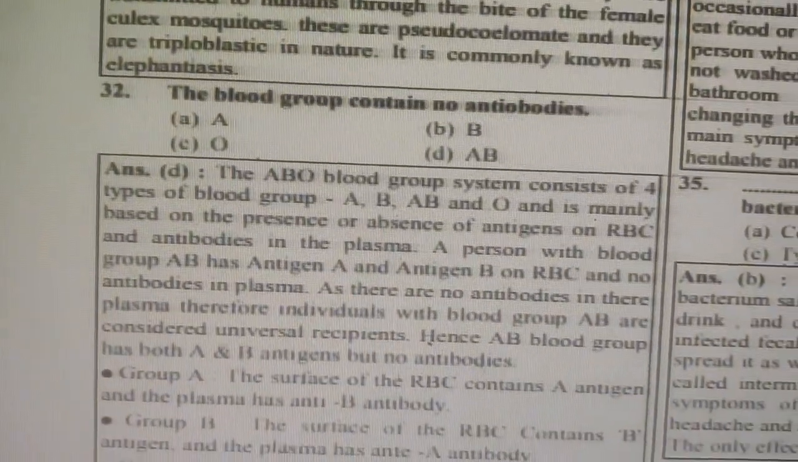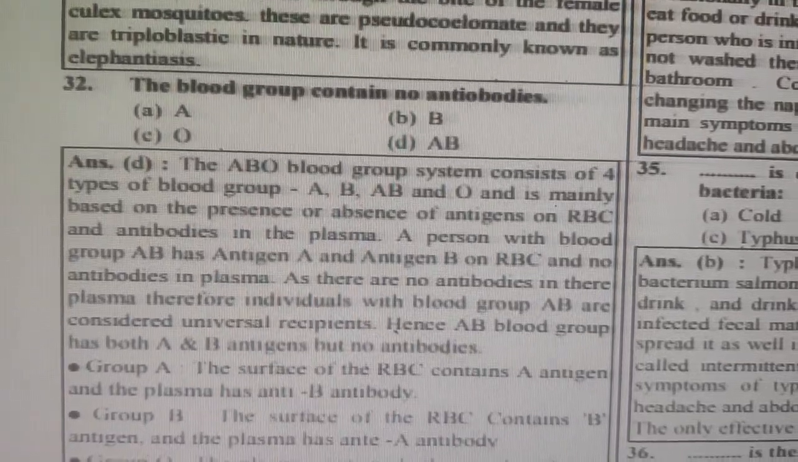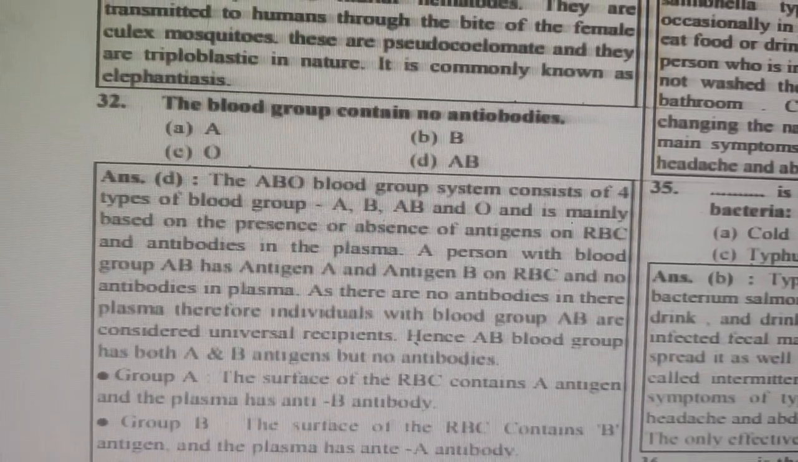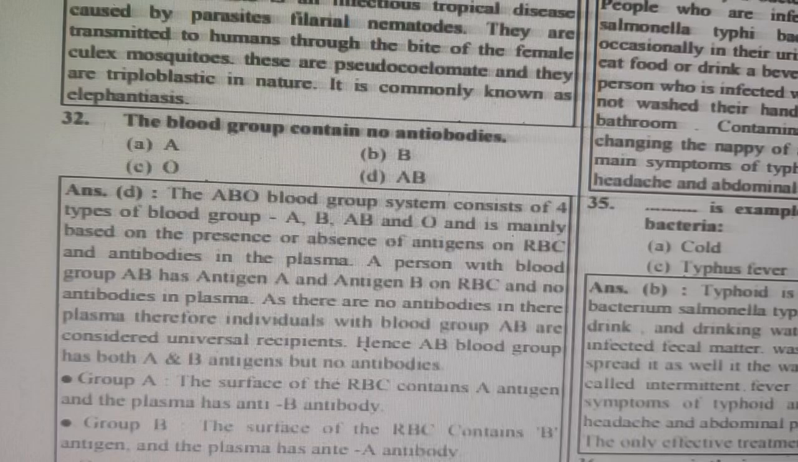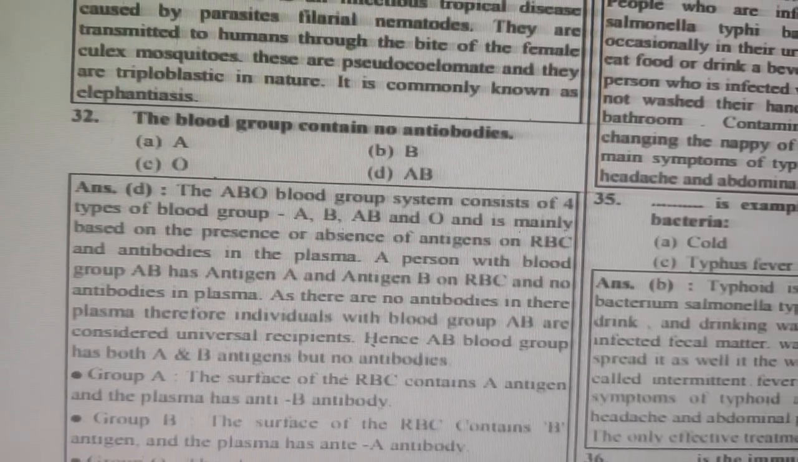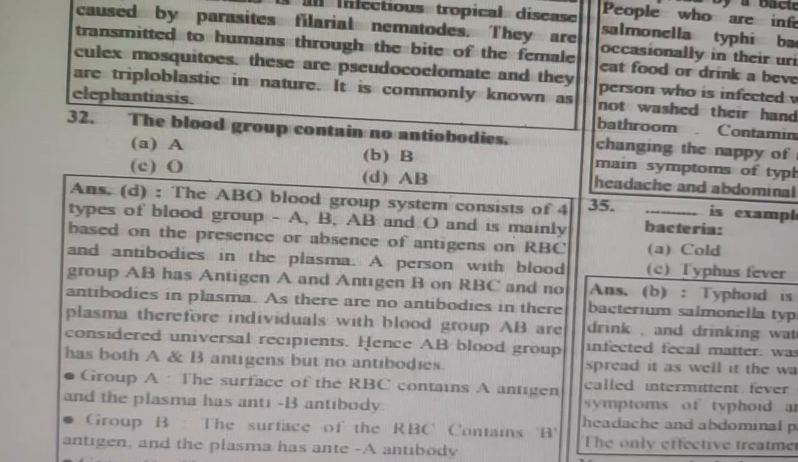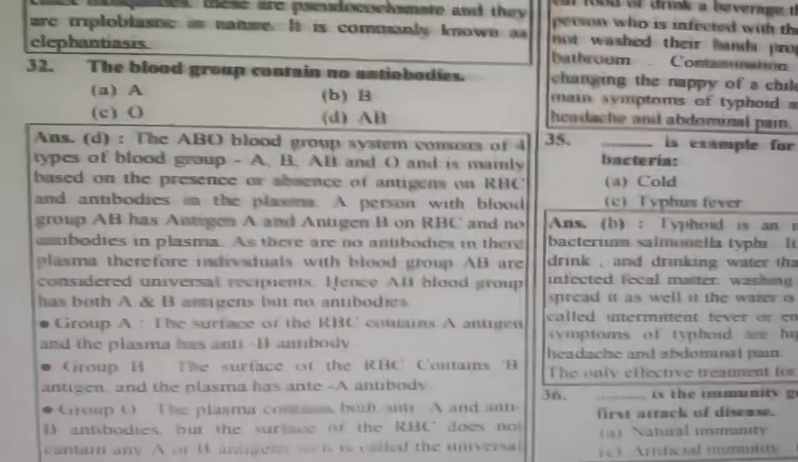Question 32. Which blood group contains no antibody? Option A, A. Option B, B. Option C, O. Option D, AB. So option D is AB.